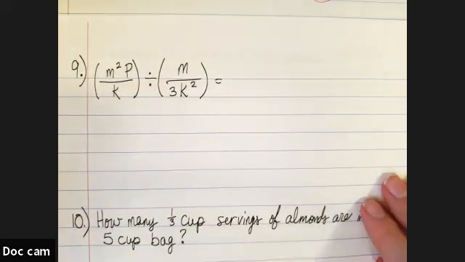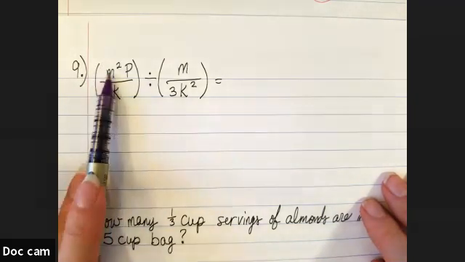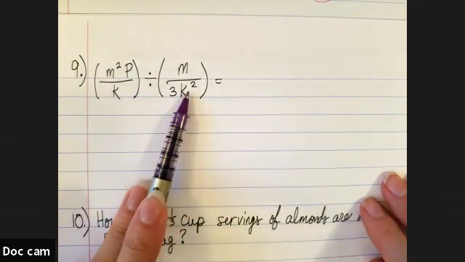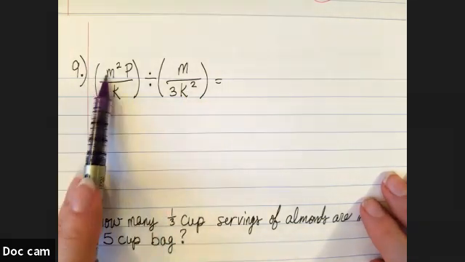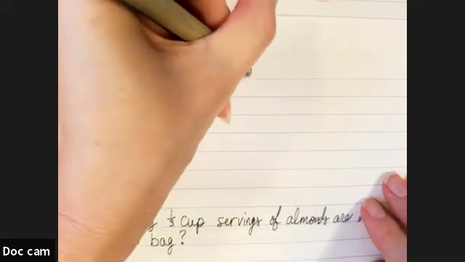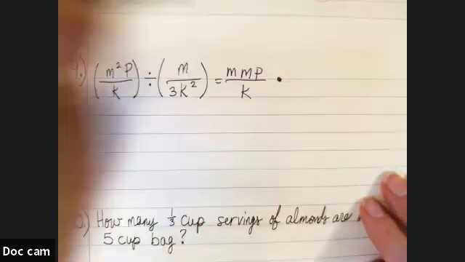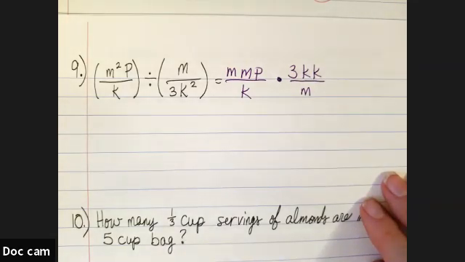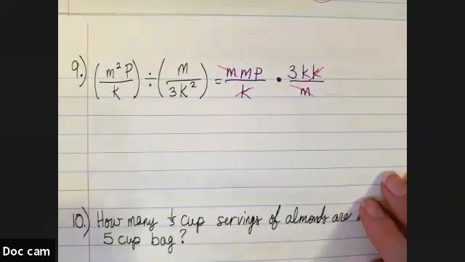Number 9 is dividing. So first, I'm going to flip the second fraction and multiply. Also, when I have m squared and k squared, I think for right now, I'm just going to write those out, like m squared is the same thing as m times m. So m times p over k multiplied by 3 times k over m. And then we can just cancel out a bunch of stuff, like an m cancels out there and a k cancels out there.